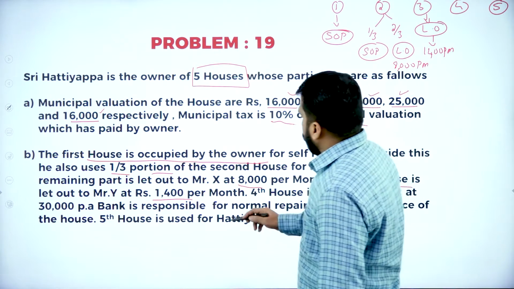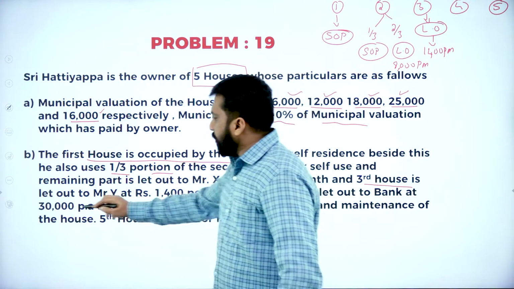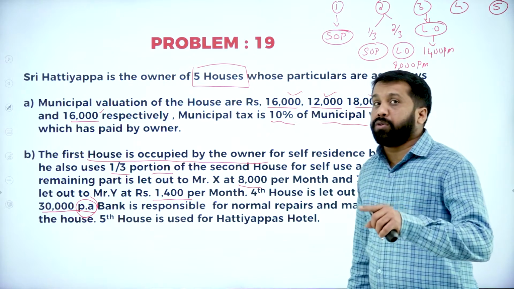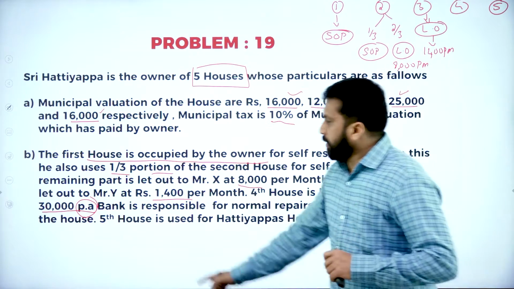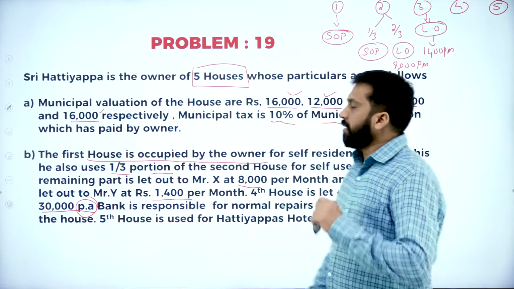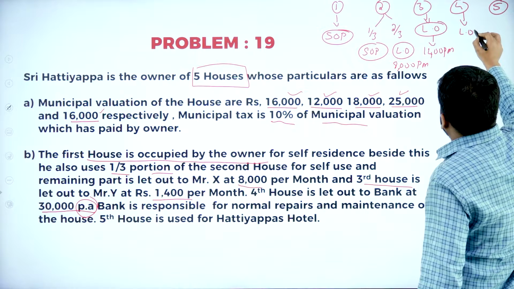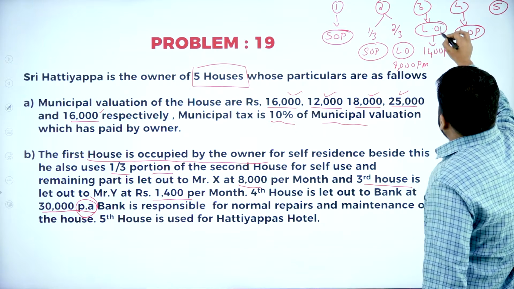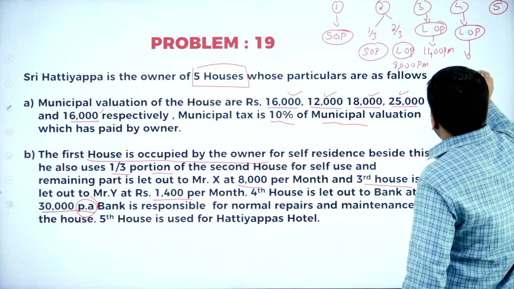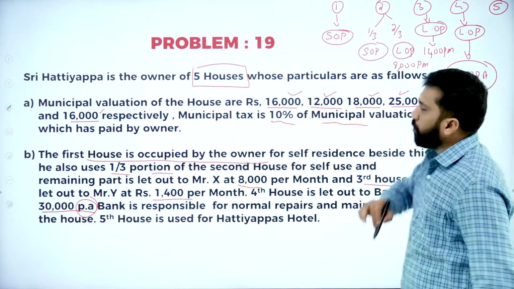So, the third house is over. The fourth house is let out to a bank at 30,000 per annum. Never multiply it by 12. Why? Because the amount itself is per annum, per year. So this is given for the bank, let out property. Let out property. So how much is it? 30,000 per annum. This is also over.